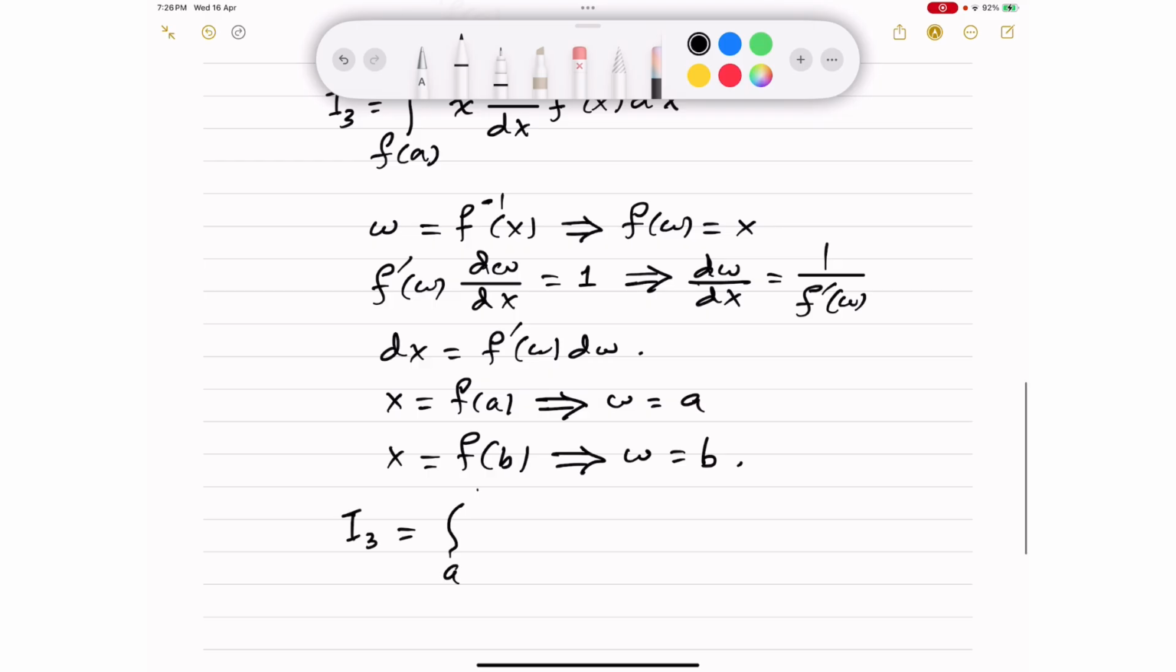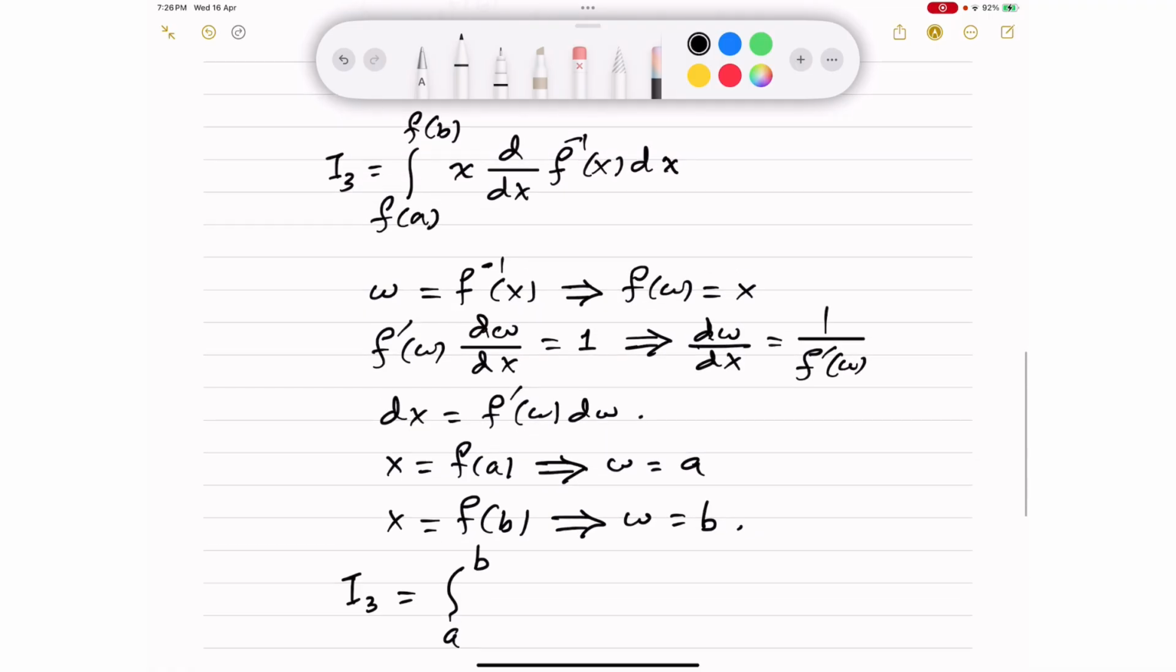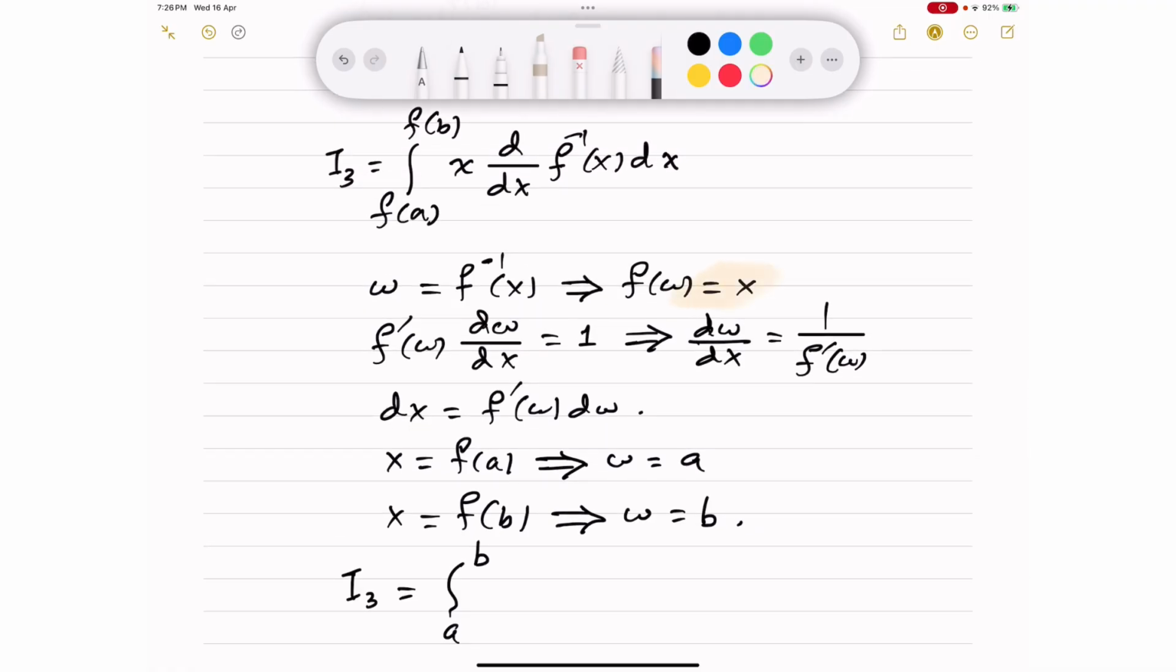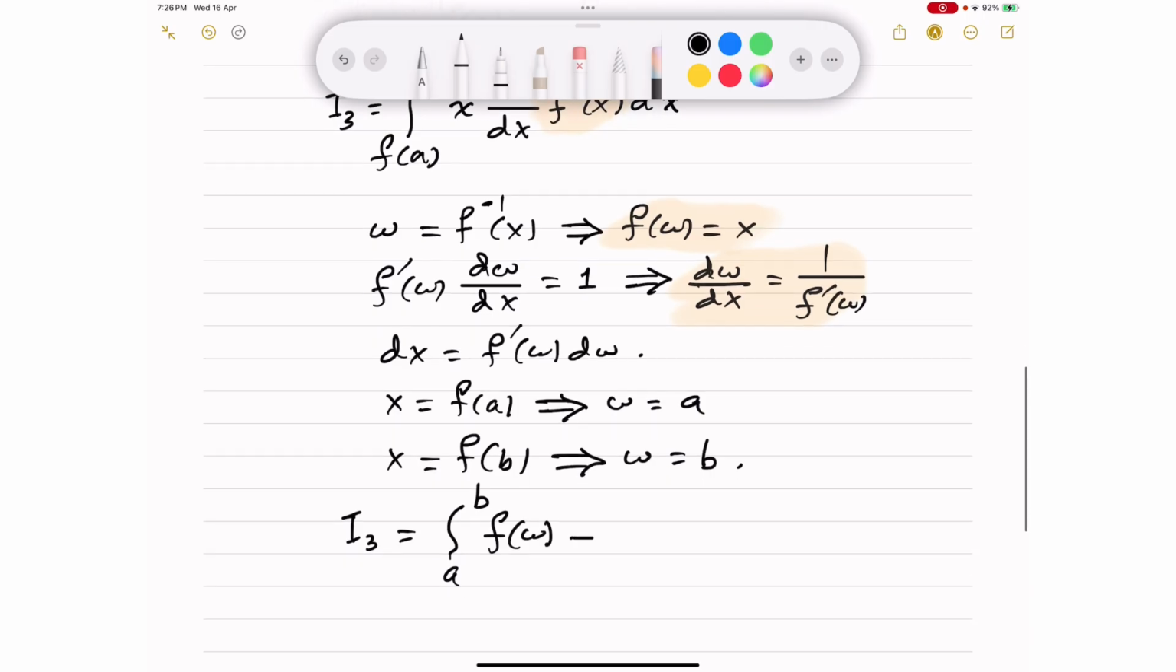The integral from a to b, and instead of x, we're going to substitute f of w. So I will replace x by f of w, multiplied by d by dx of f inverse. Now you can pay attention here, guys. You can notice that f inverse of x is w. So d f inverse of x by dx is dw by dx, which we have proven here is equal to 1 over f prime of w. So I'll just put here, instead of the derivative of the inverse function, 1 over f prime of w.